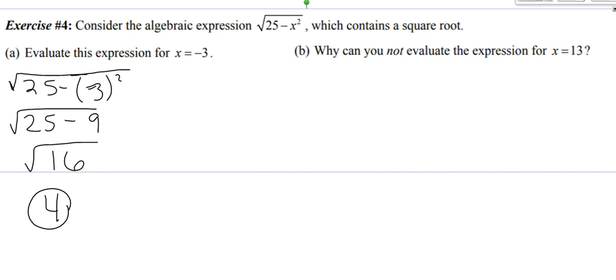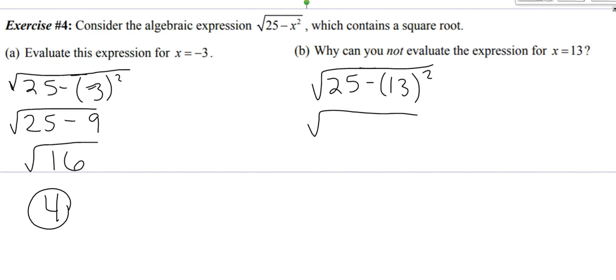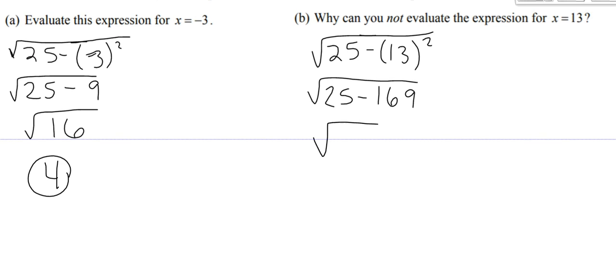Let's try part B. Why can you not evaluate the expression for x equals 13? Take a minute to see if you can figure this out. So let's go ahead and plug in 13 and see what happens. The square root of 25 minus 13 squared, we get 25 minus 169. Oh, I notice here that 169 is bigger than 25. It's going to give me a negative. So I get the square root of -144. I never want a negative underneath my radical.